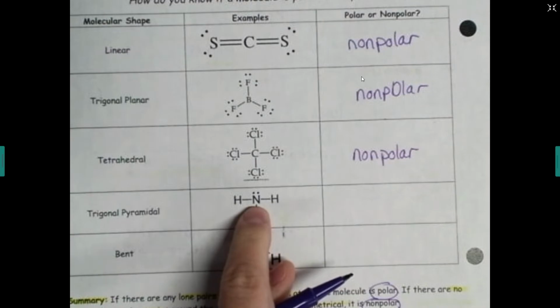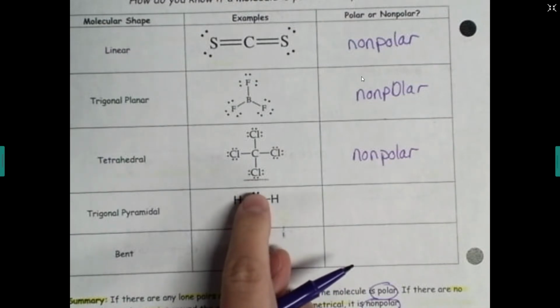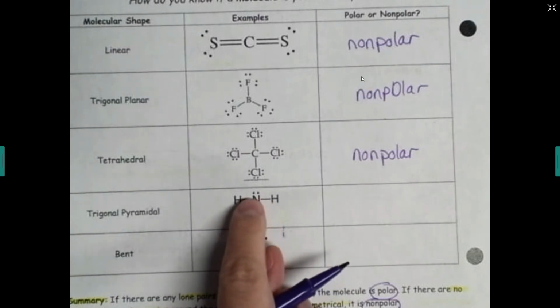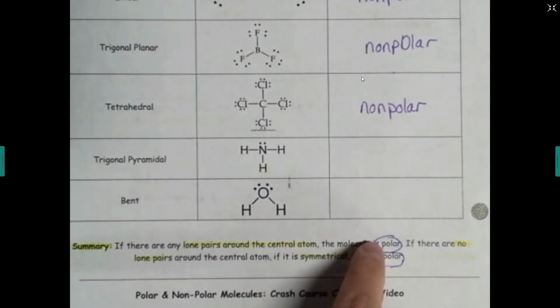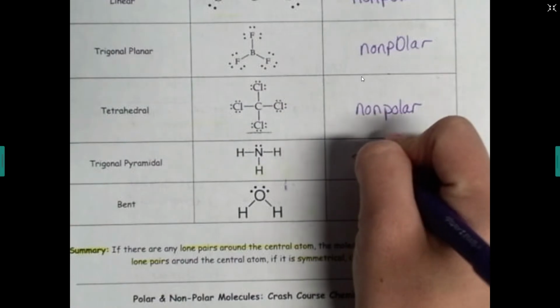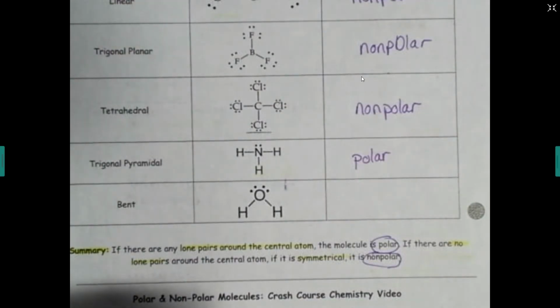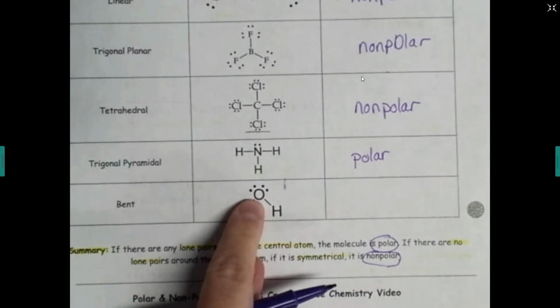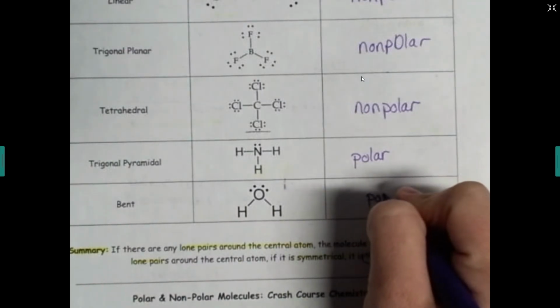Does this one have lone pairs around the central atom? Yes, it has a lone pair on nitrogen. Because it has a lone pair on nitrogen, it's going to be polar. Okay, because if it has a lone pair around the central atom, it's polar. Okay, and are there lone pairs around the central atom? Yep, so this one's going to be polar as well.